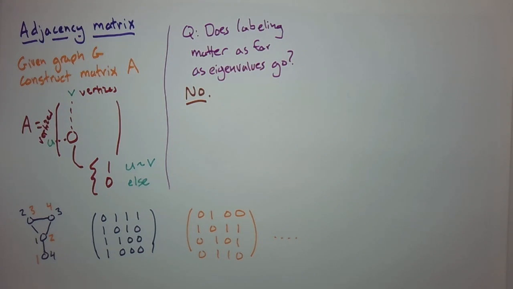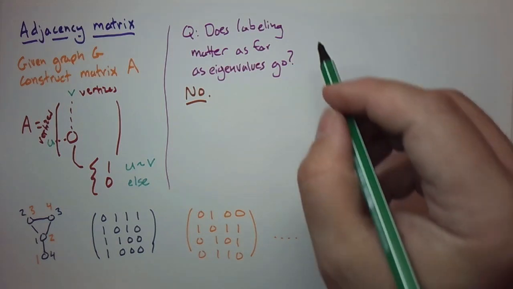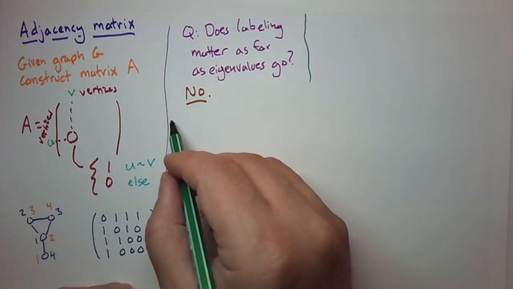Labeling independence. This is an important thing in graph theory, at least in my opinion. Anything which is labeling dependent tends to be uninteresting because it's not capturing what a graph is. A graph is about connections. How are things connected one to another? And when you start saying the labeling matters, then you start losing that. And so the fact that it doesn't matter, life is good. Life is wonderful.